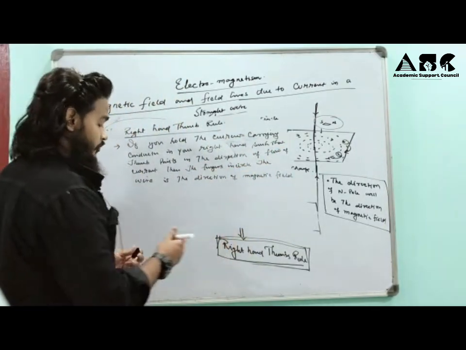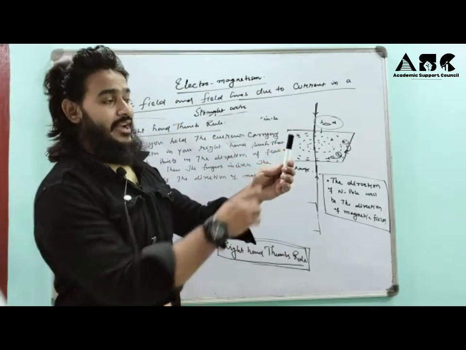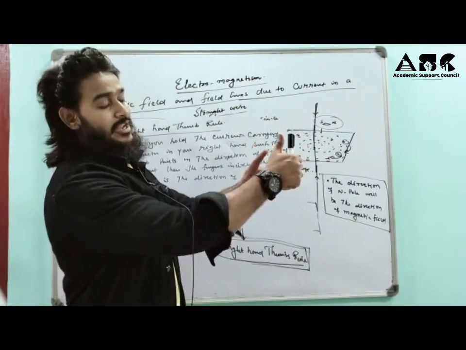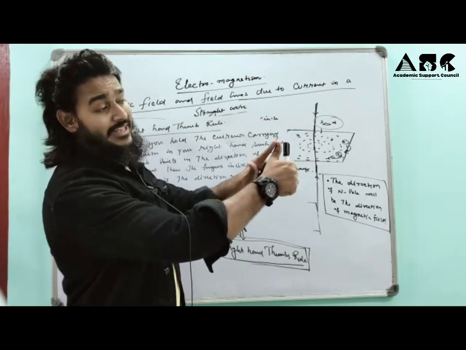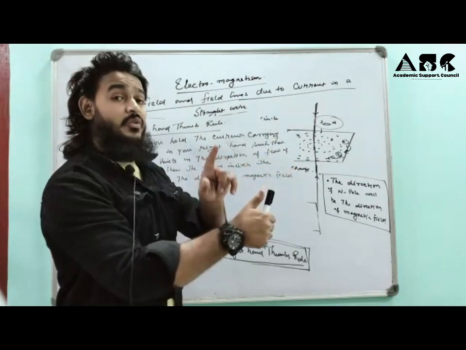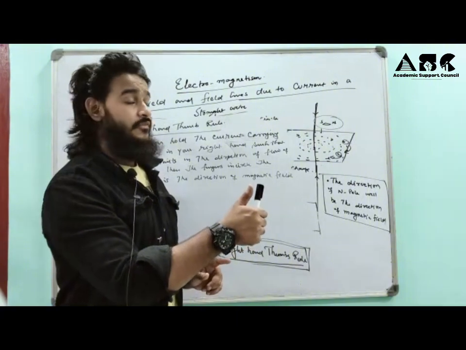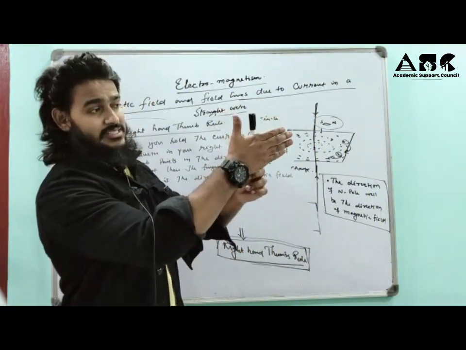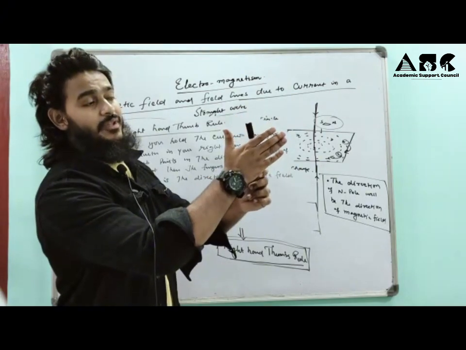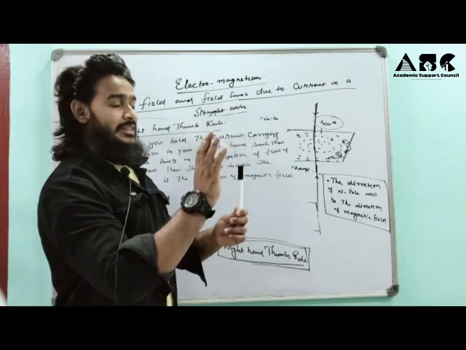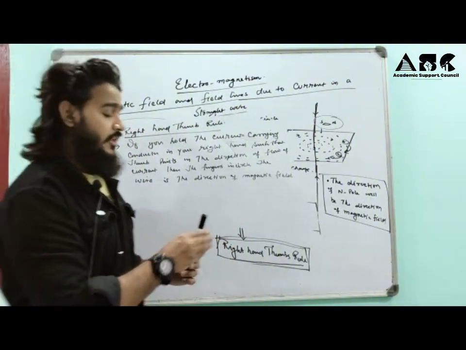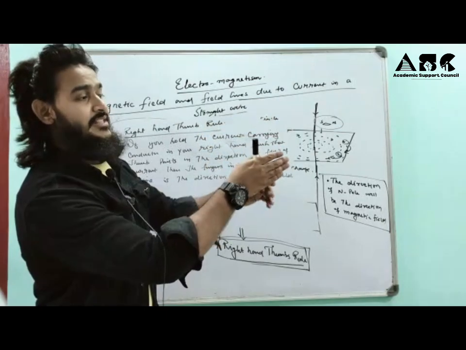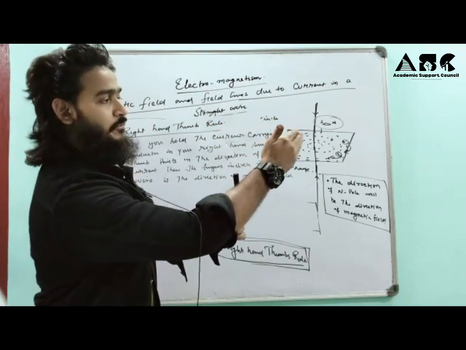So the right hand thumb rule: suppose this one is a current carrying conductor, and if I hold this in the right hand, so the thumb indicates the direction of the current. Then what will be the direction of the magnetic lines of force? What will be the direction of the magnetic field? The fingers which encircle the wire show the direction of the magnetic lines of force. It means if you place the magnetic needle here, the north pole will point in this direction.